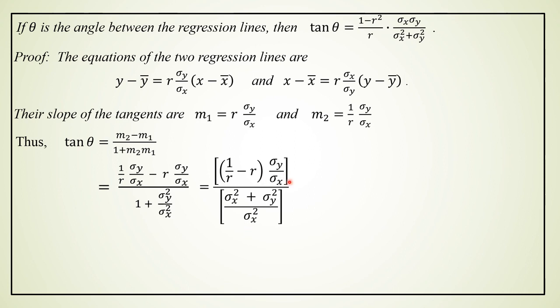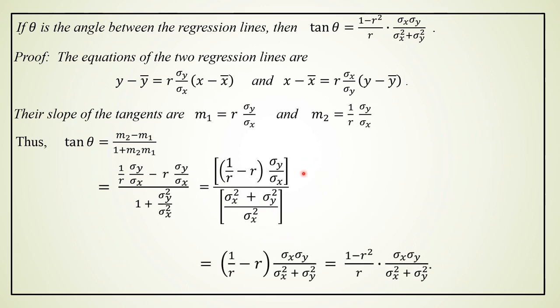Observe over here, I can cancel one of the terms sigma x, and the denominator's denominator will move on to the numerator, so that the equation reduces to the form 1 by r minus r into sigma x sigma y divided by sigma x square plus sigma y square. Also I can rewrite this expression as 1 minus r square by r into sigma x sigma y divided by sigma x square plus sigma y square. So that completes the proof over here.